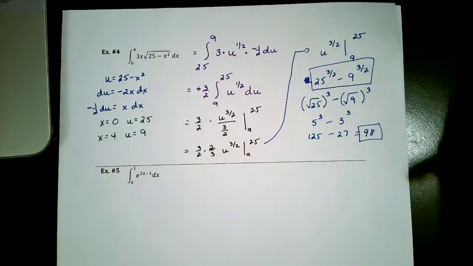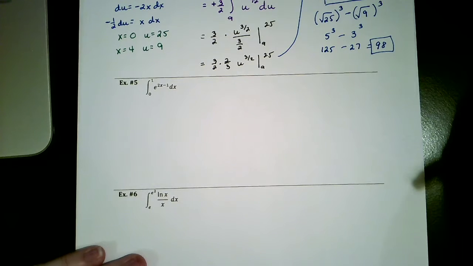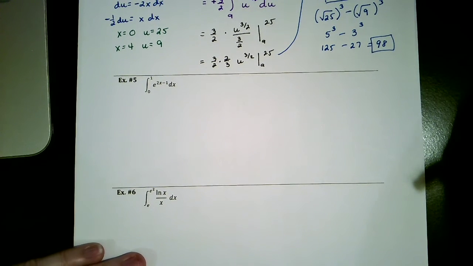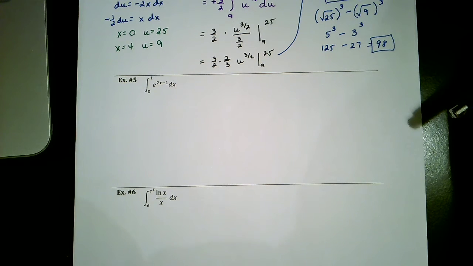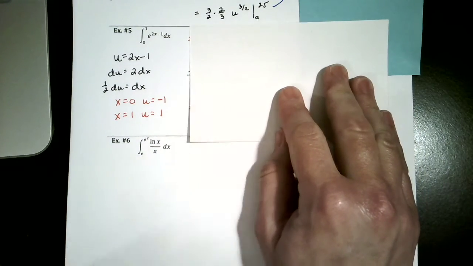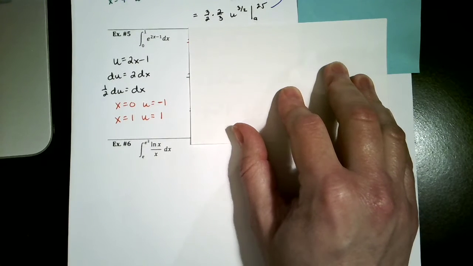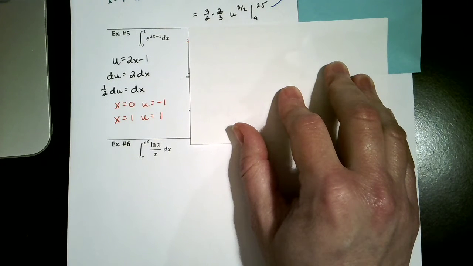Okay? Next problem. Integral from 0 to 1 of e to the 2x minus 1 dx. I'm going to let you pause the video, and in a few seconds, the answer will appear. Okay, here's the first part of the setup. U is equal to 2x minus 1. Du is equal to 2 dx. I don't need that 2, so I divide it out.